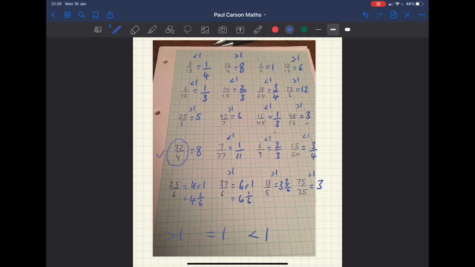The problem we have with division is it's not very accommodating because most divisions don't go in. So we need to know what to do there. So the last few examples there, 25 over 6, 37 divided by 6, and 18 over 5, you need to get good at those because it's more likely that you're going to come across those.